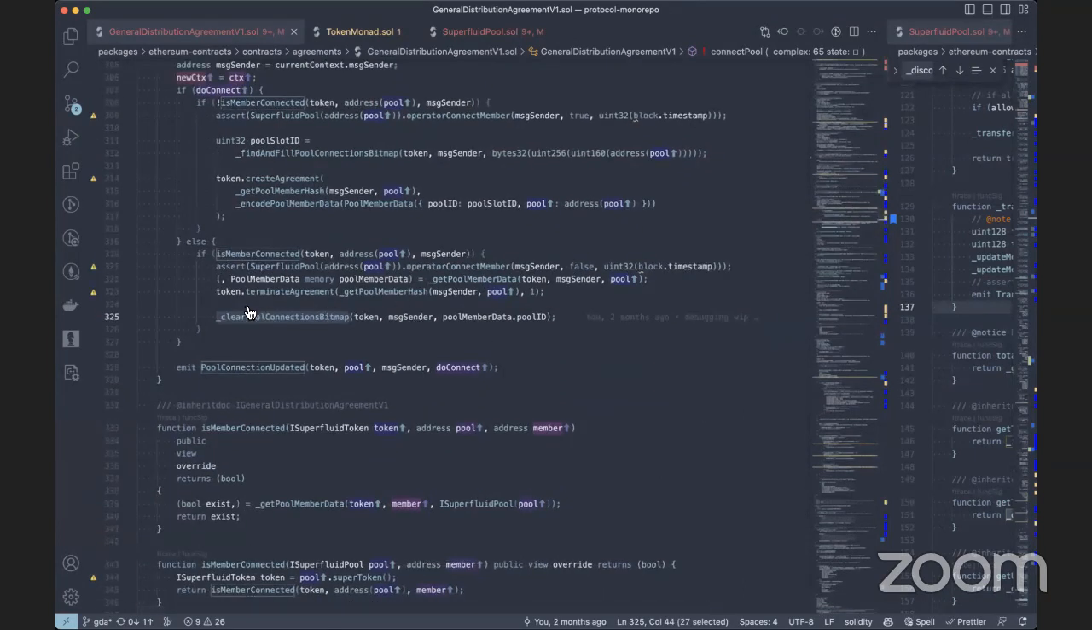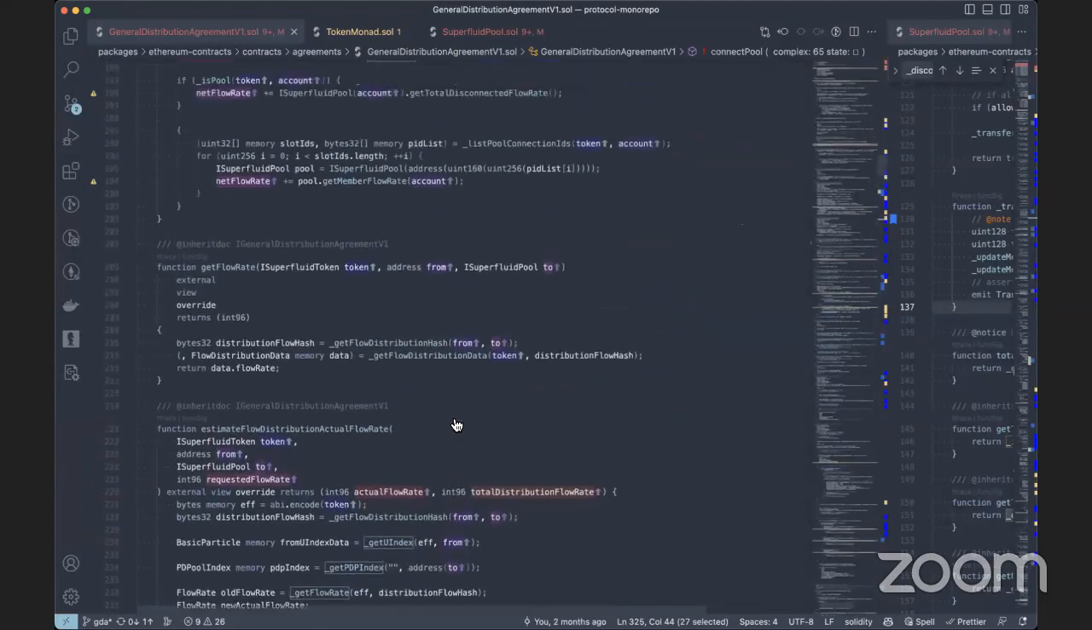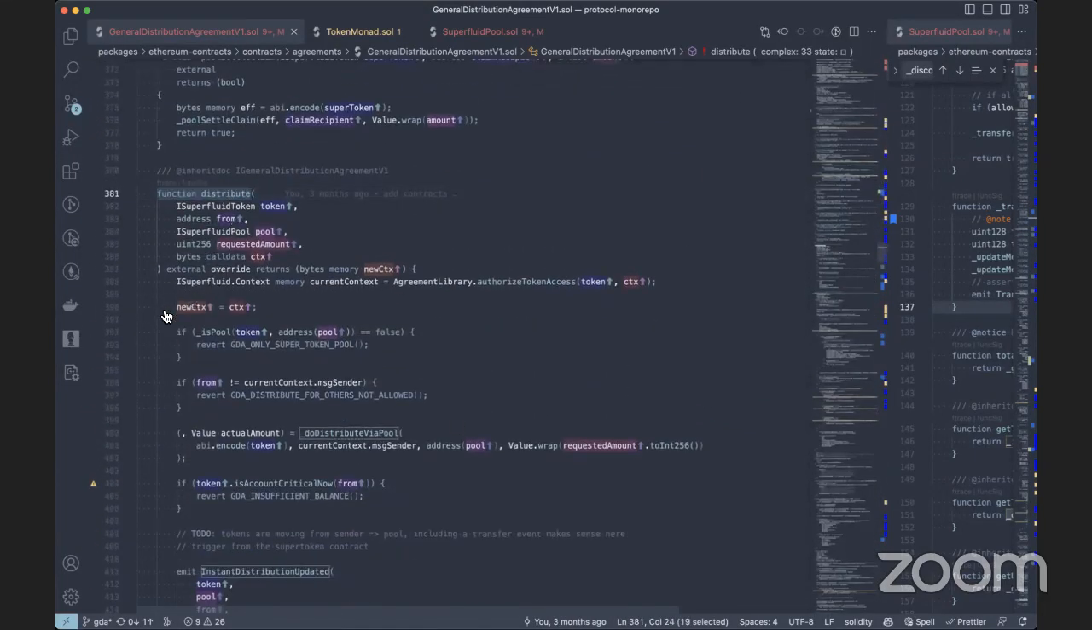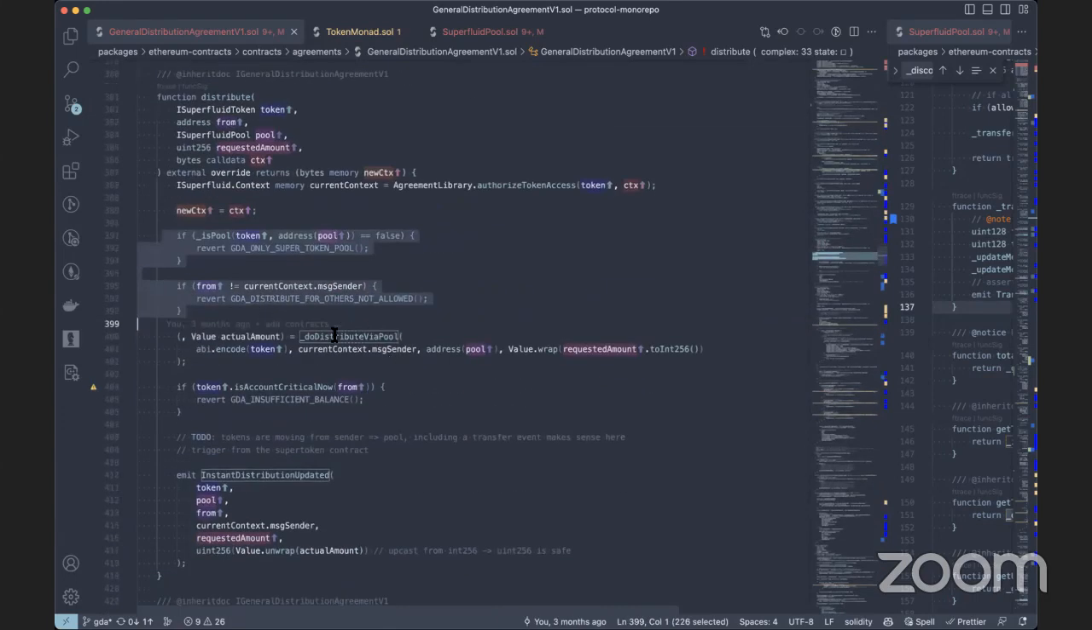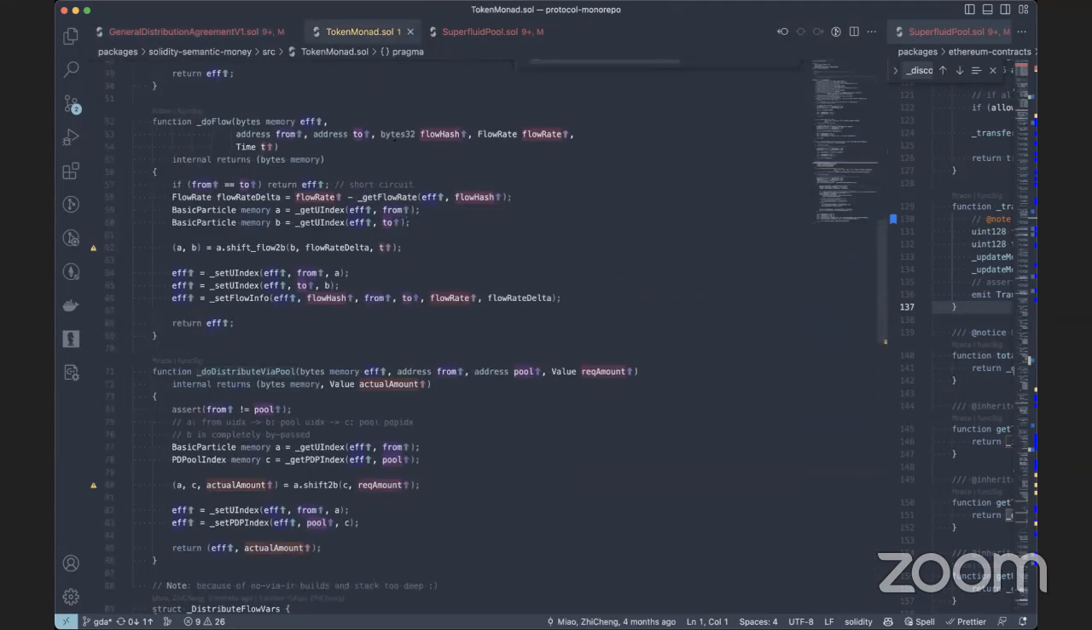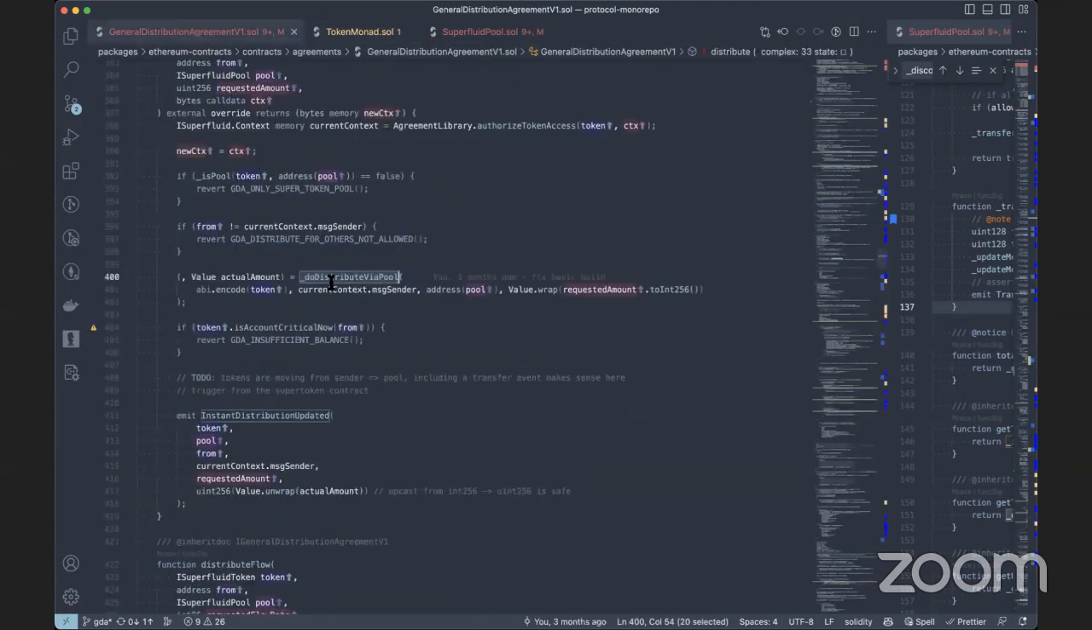Let me just quickly finish the last few and then we can do Q&A. I'll just quickly go over distribute and distribute flow, but we have some access control stuff. As you can see, most of the stuff is just abstracted to both token monad and also semantic money. But in this case, it's mostly token monad.